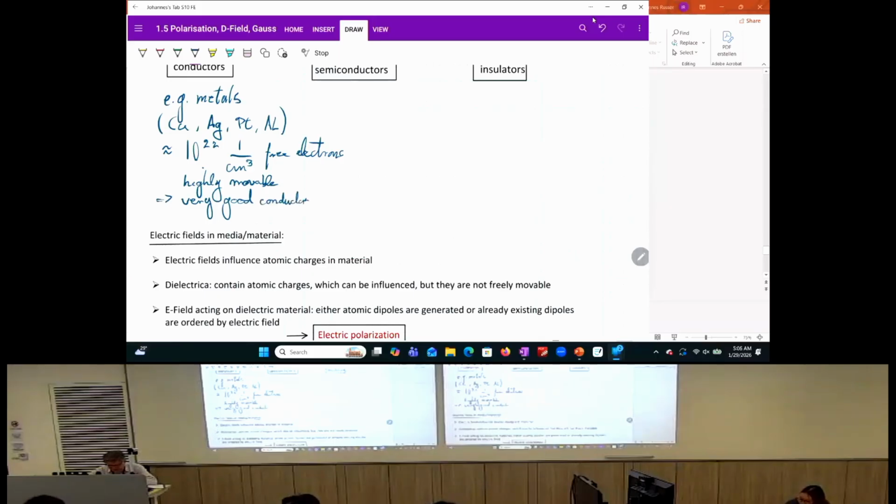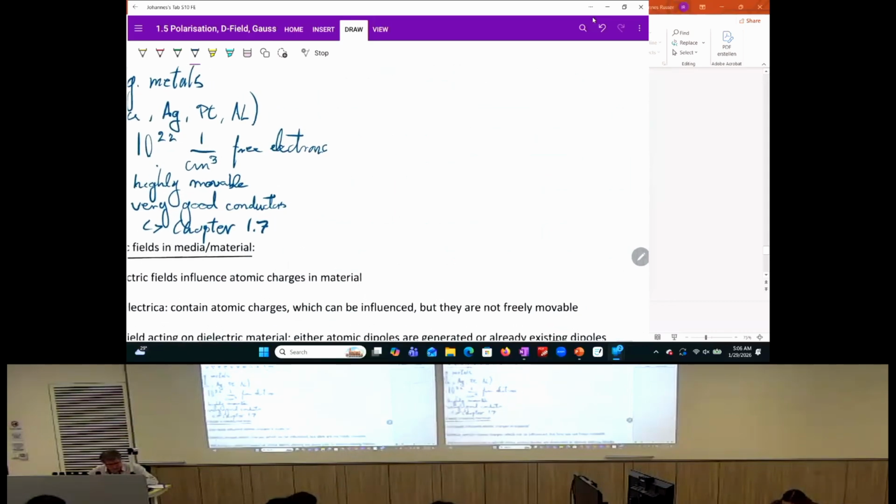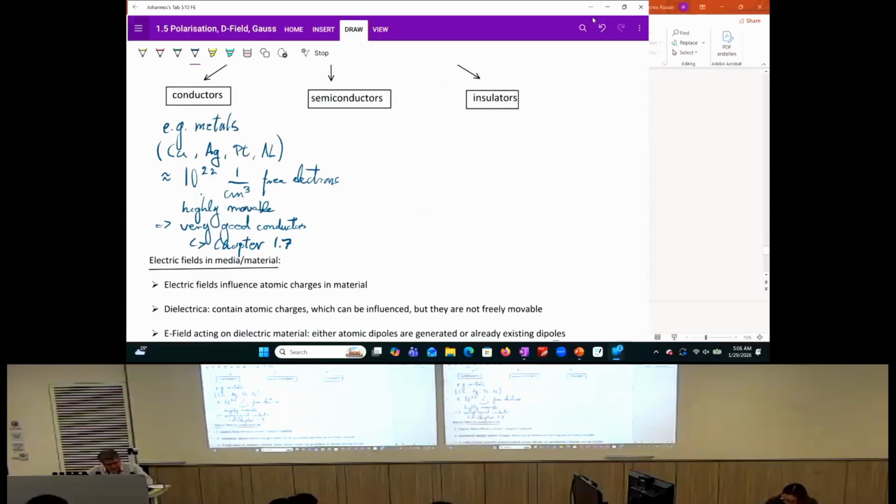I want to refer you then to chapter 1.7 coming up, where we look at the conductivity and how to quantify it, how to work with it. Semiconductors are different in that sense that semi means half, so they are kind of half conducting. Semiconductors are such materials as silicon, gallium arsenide, for example.